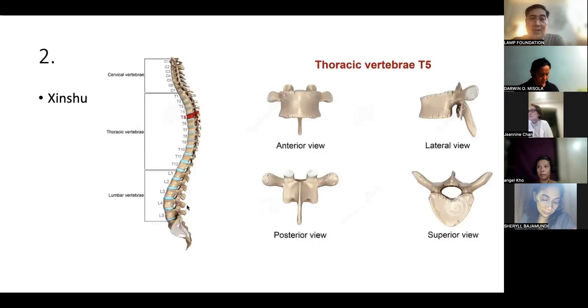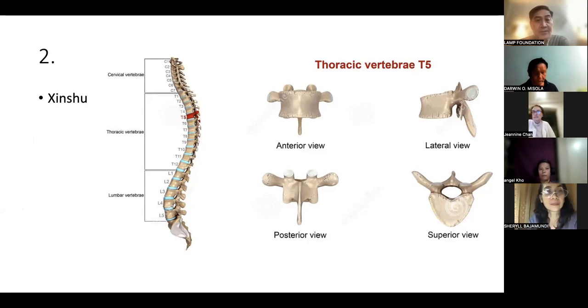Yes, Doc. This is Xinshu. It is the Back-Shu point of the heart, Bladder 15. Okay, can you also tell us the location? The location is 1.5 tsun lateral to Du 11 at the level of the lower border of the spinous process of the fifth thoracic vertebra. Okay, from here you could see where the spinous process is.